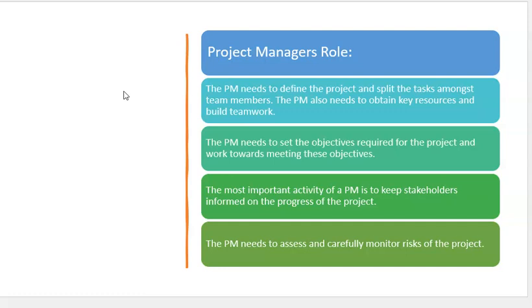The project manager needs to set the objectives required for the project and work towards meeting these objectives every single day. At every point of every part of the project do we do this. The most important activity of the PM is to keep stakeholders informed on the progress of the project. During this commercial project, I was meeting with the stakeholders every single week. Sometimes I felt like I could never get that hour or two of that meeting back in my life again because maybe I didn't feel like it was the most useful time, but the stakeholders needed that, and the stakeholders loved that I was able to meet with them every single week.